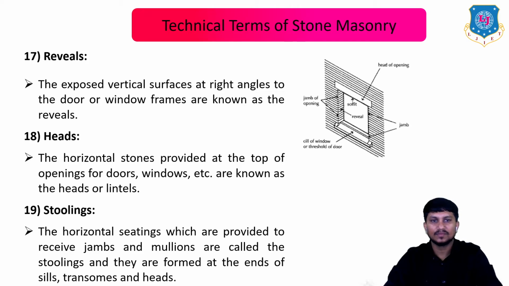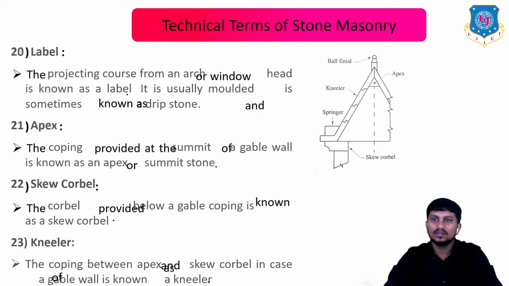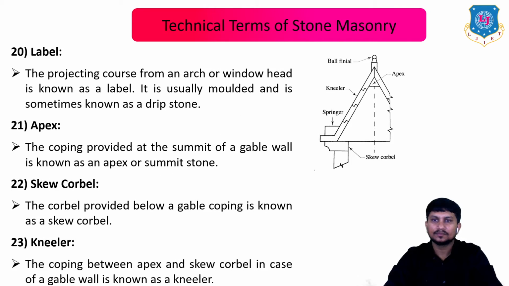Okay. Next is label. The projecting course from an arch or window head is known as label. It is usually molded and is sometimes known as dripstone. Okay. Next is apex. The coping provided at the summit of a gable wall is known as an apex, or you can say summit stone. Okay, you can clearly see apex in this figure also.